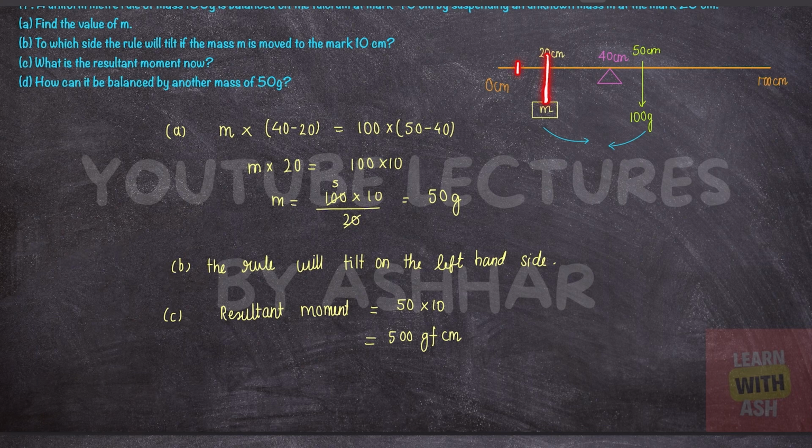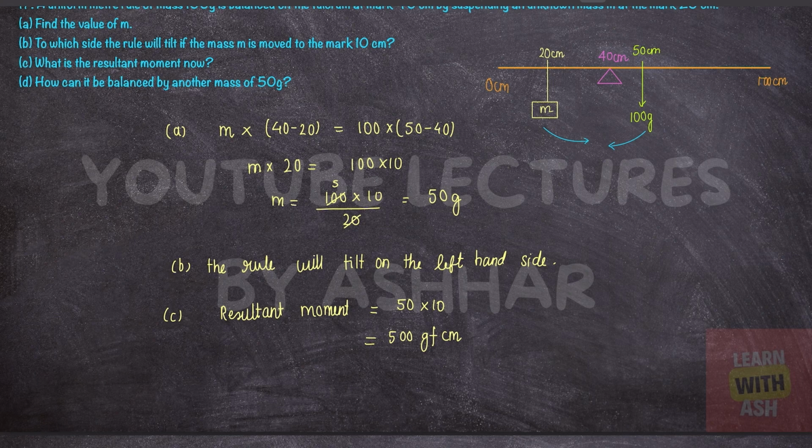If I am shifting it to 10 centimeter, so now the distance has been changed only by 10 only. That's why I am multiplying the whole value by 10. After that, they have asked us how can it be balanced by another mass of 50 gram.